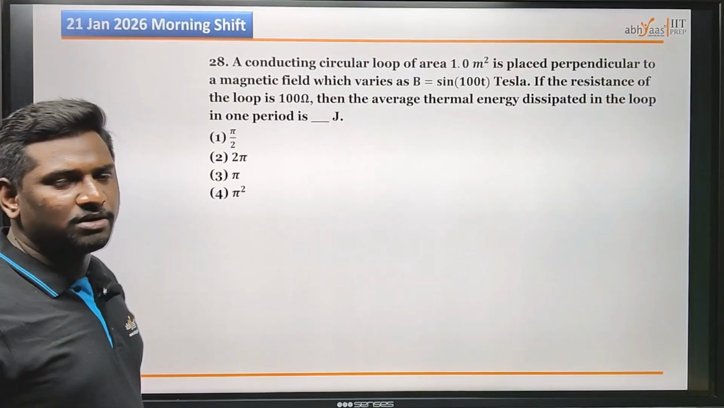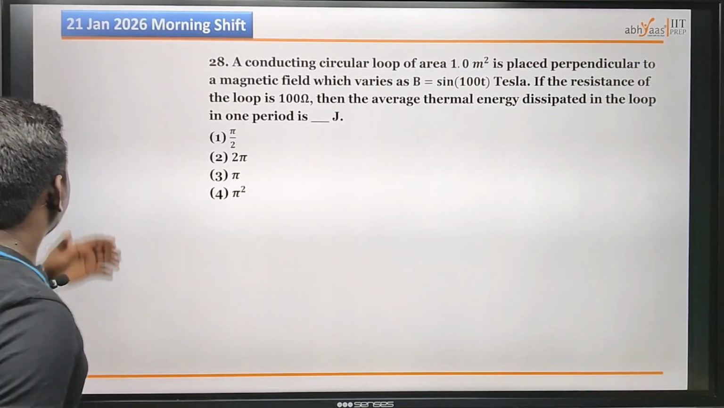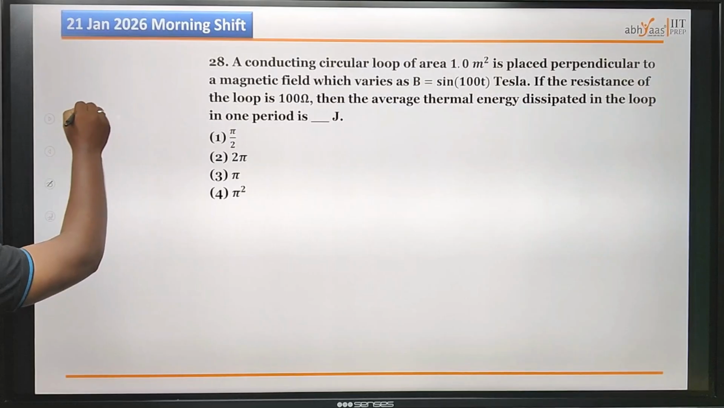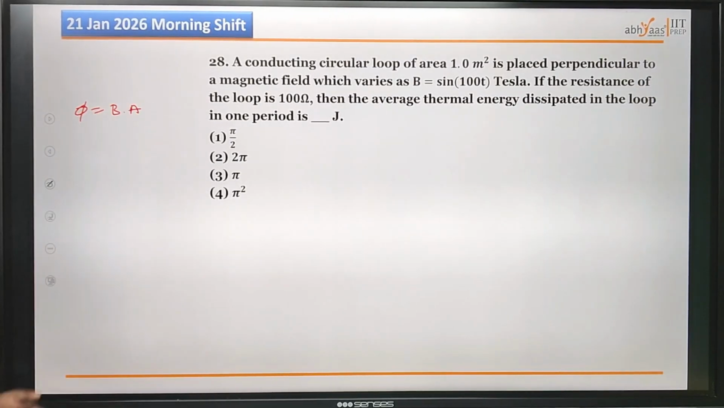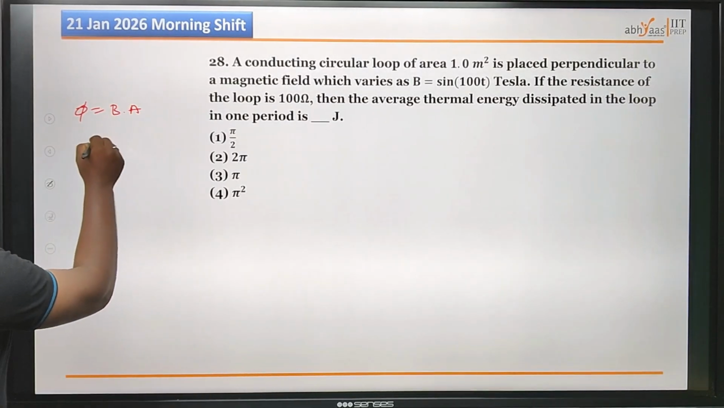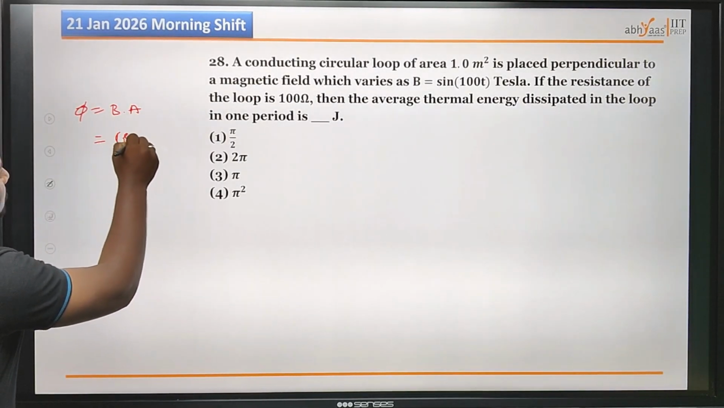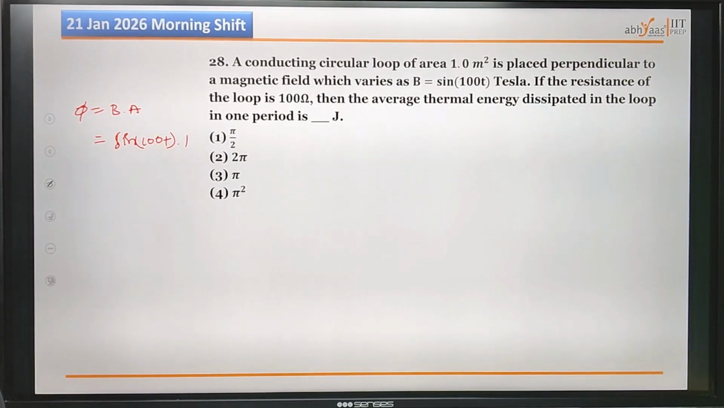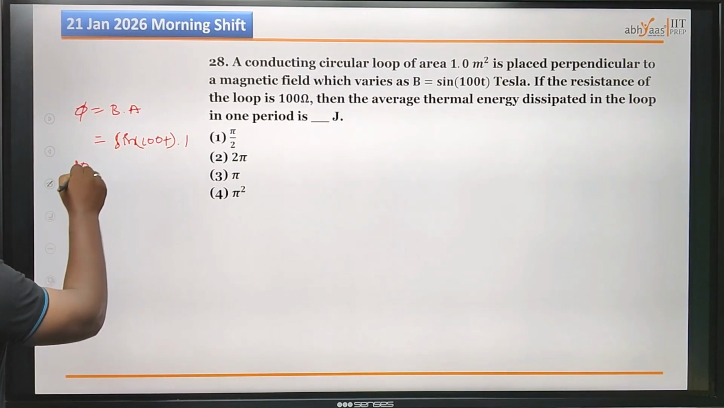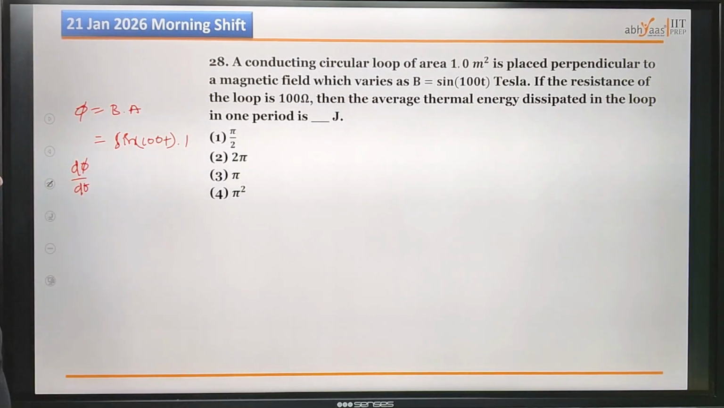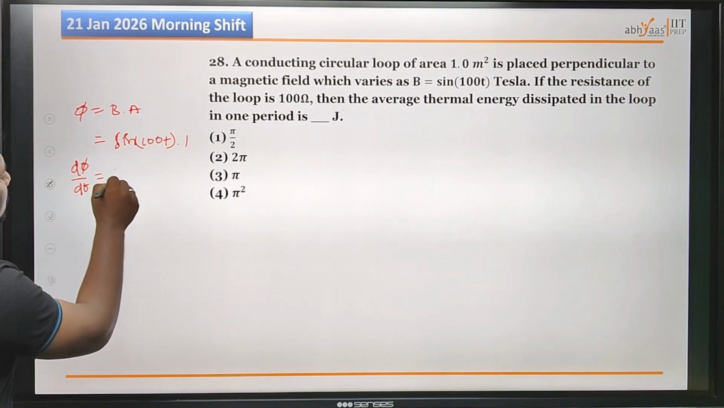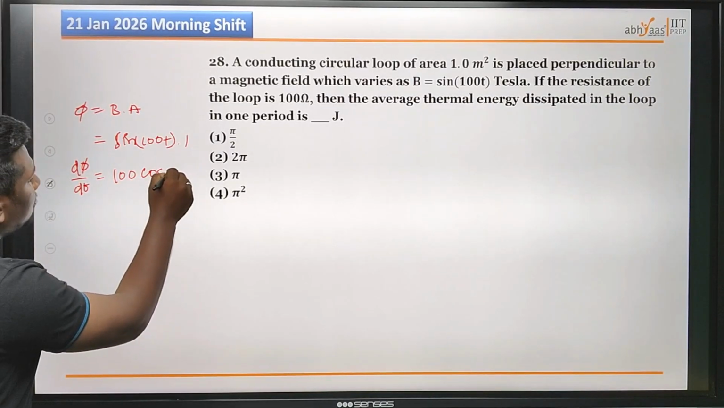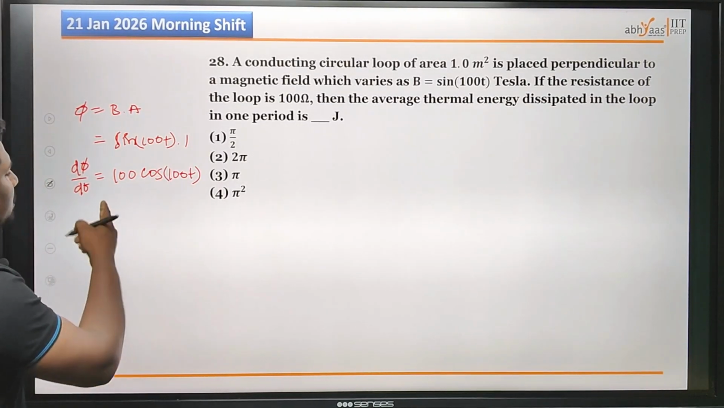We know the flux formula. Flux phi equals BA, that is magnetic field into area. So the magnetic field is sin 100 T, and A is 1. So the rate of change of flux is nothing but the potential. You can simply write it as 100 into cos 100 T. This is our potential.